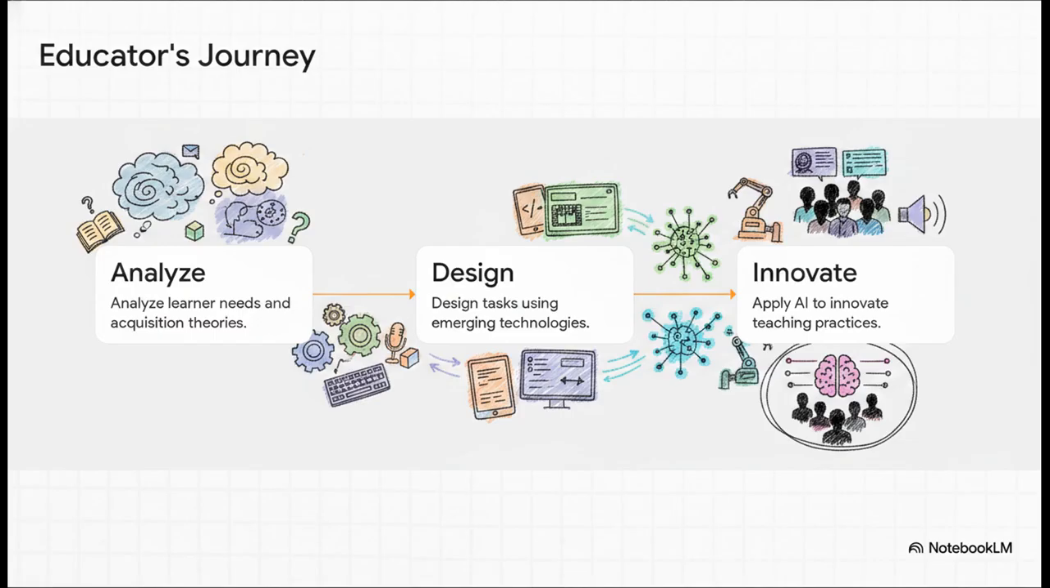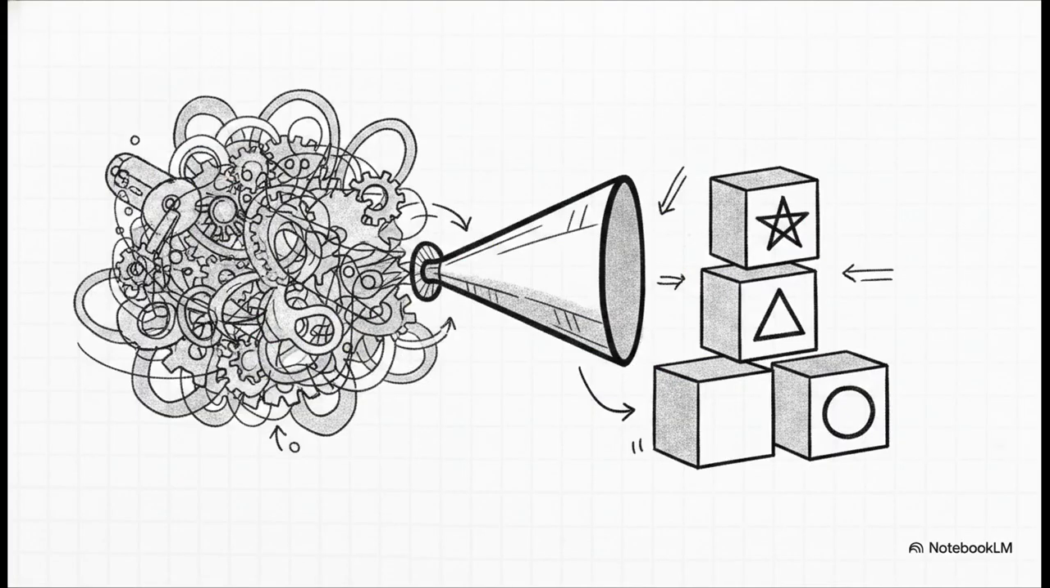The UOC syllabus lays out the modern educator's journey perfectly. Step 1, you have to analyze the cognitive acquisition theories. Step 2, you design tech-based tasks based on those needs. And step 3, you apply AI to completely innovate your teaching practices. It's all about making abstract linguistics a functional, tech-driven reality for students. When these advanced theories are applied to European adults, for instance, we get these highly structured syllabi, like Anya Academy's C1 course.